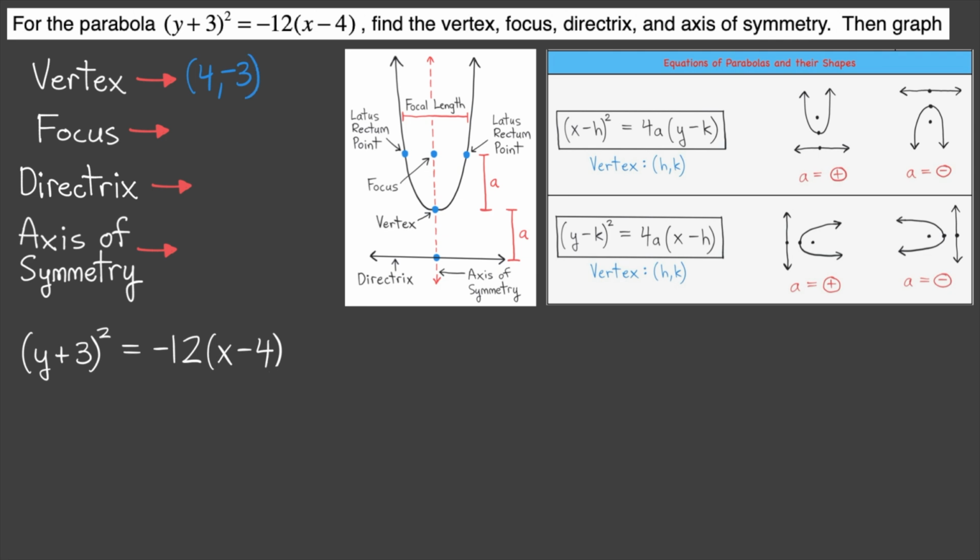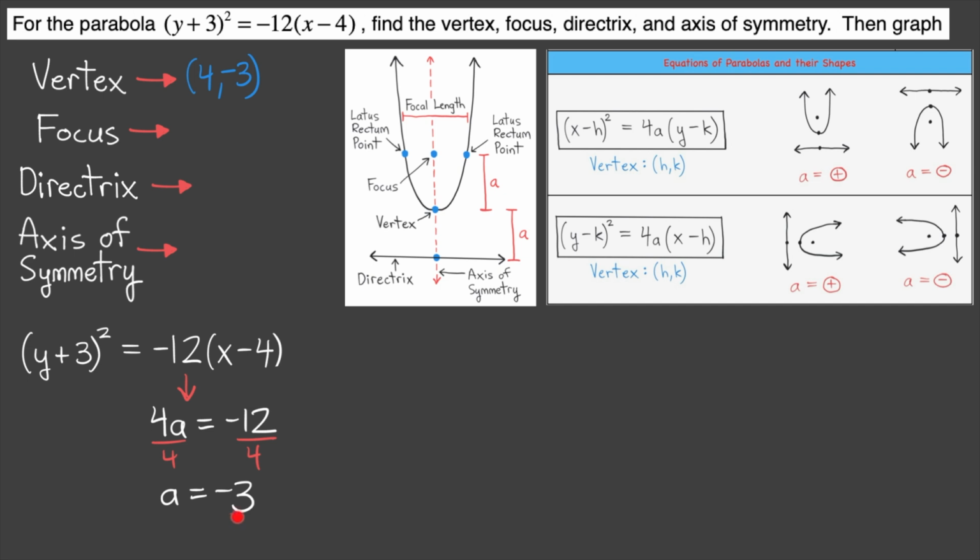So next we want to find out what direction the parabola is opening. Because a is going to be a negative number, since this is negative, that tells us that the parabola is going to be opening left. So we're going to have a leftward opening parabola. And now we need to find what a is. To find a, we set whatever's in front of the x term equal to 4a and solve for a. In this case, we have a negative 12 here. So we're going to set 4a equal to negative 12. If we divide both sides by 4, we get a equals negative 3.